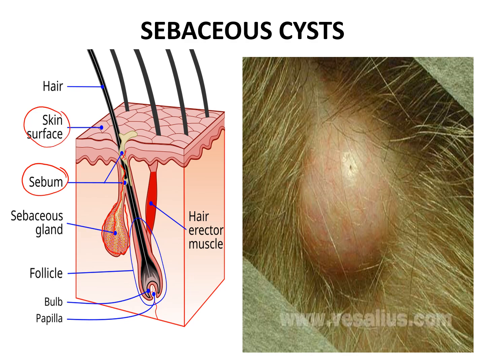Sometimes what happens is the sebaceous duct gets blocked. In such cases, the sebum produced by the sebaceous gland cannot exit outside, and therefore it accumulates within the sebaceous gland and produces a cystic swelling. This swelling is known as sebaceous cyst.